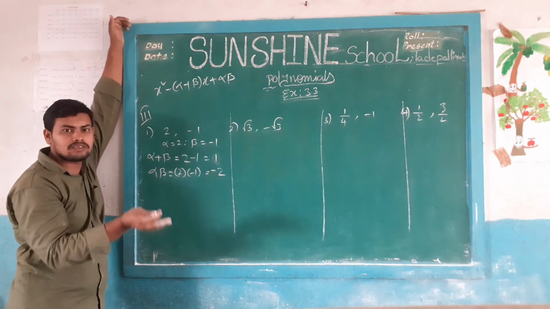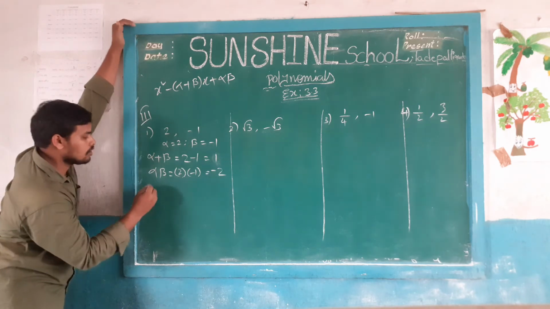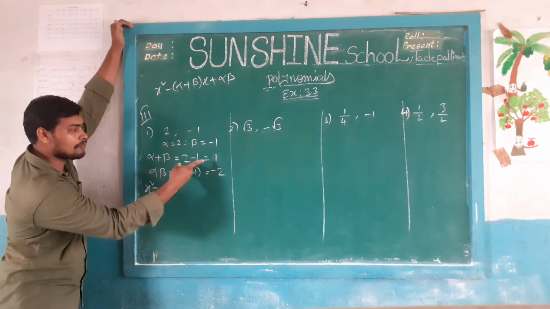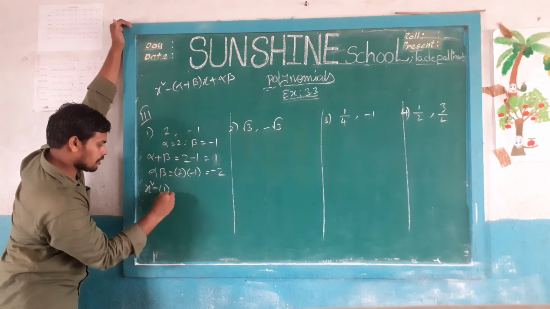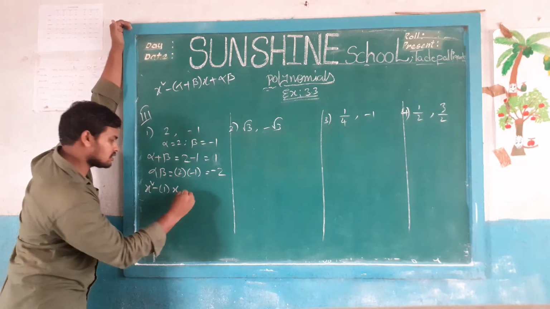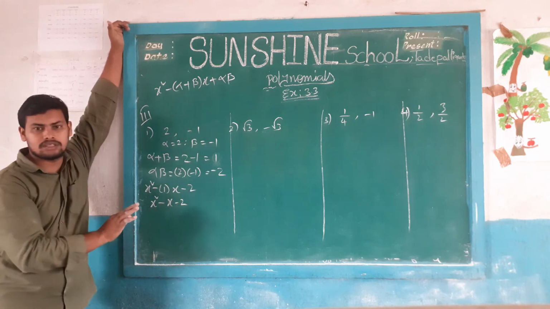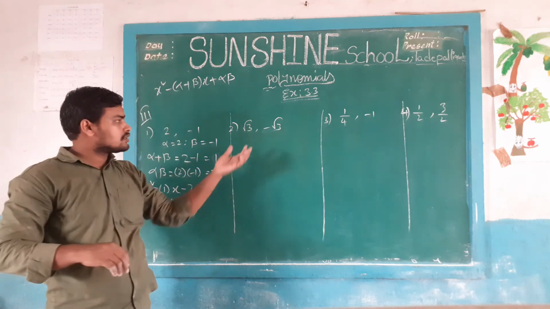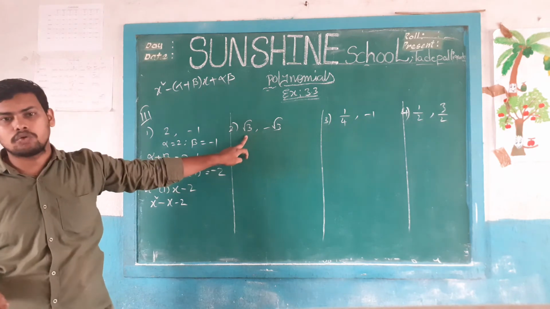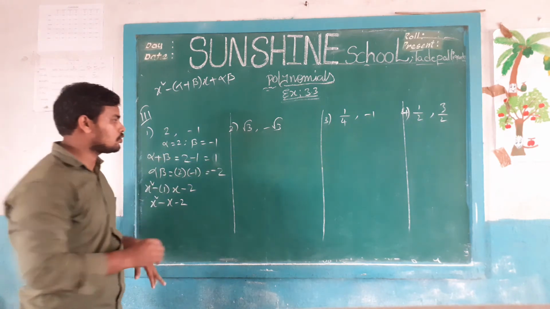Same process as in the previous section. So x square minus alpha plus beta value, which is 1, into x, plus alpha beta value, which is minus 2. So x square minus x minus 2. This is okay. Next, alpha value is root 3 and beta value is minus root 3.